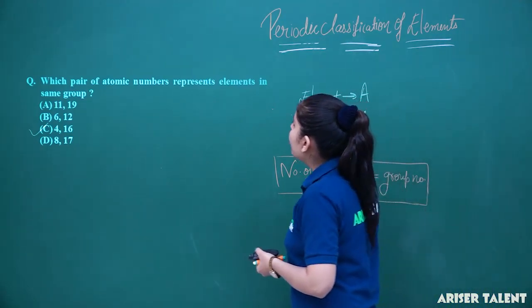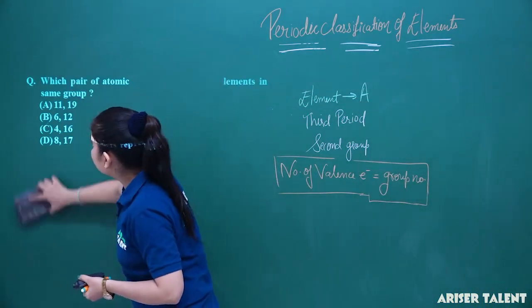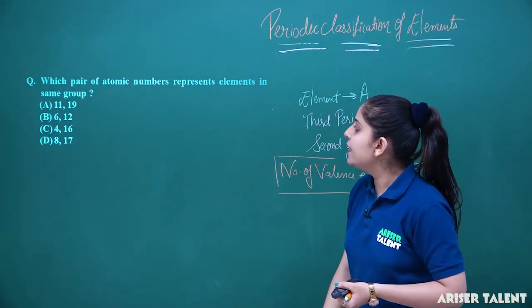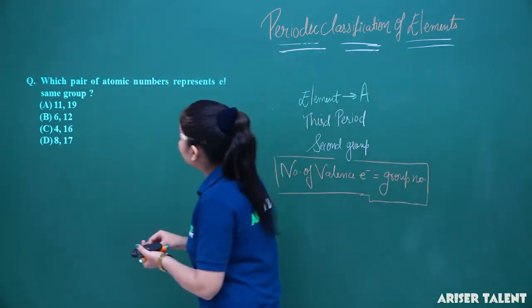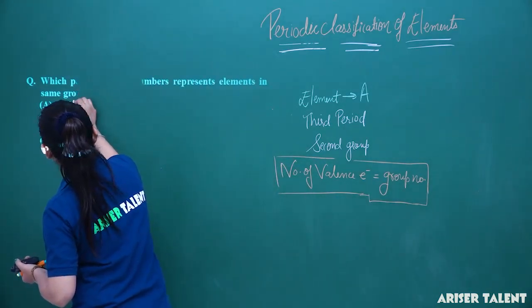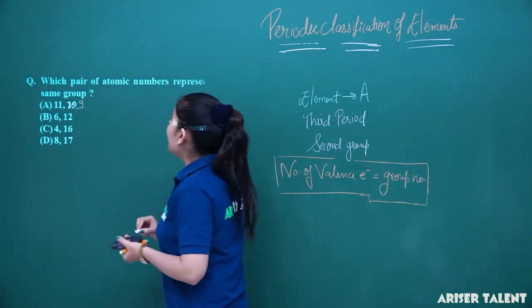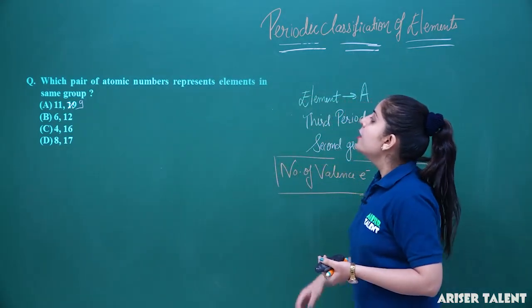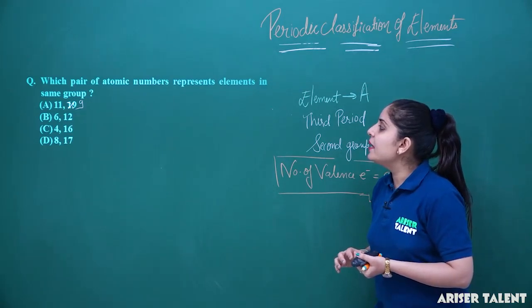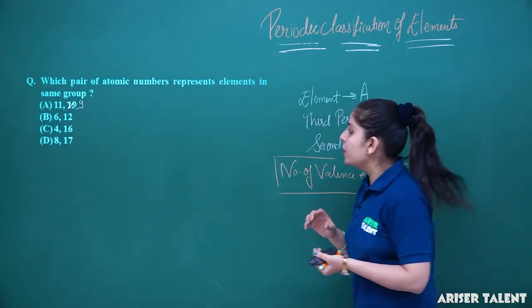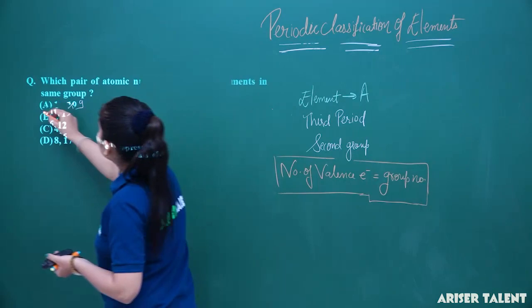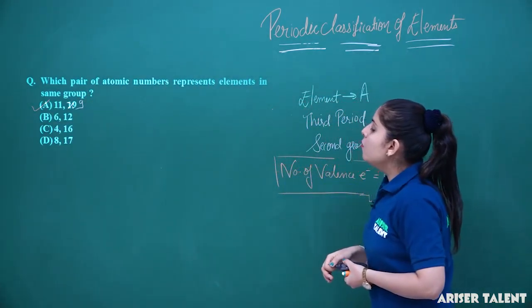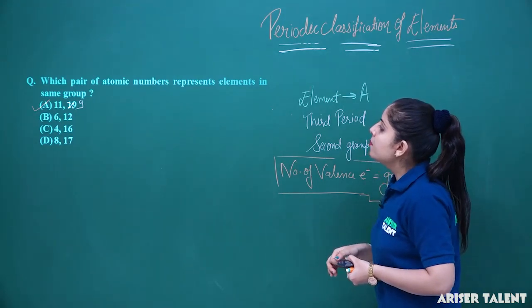Which pair of atomic numbers represents the elements in the same group? So what we have been given here is 11 and 19. So we do not have a 19 group here, it must be 9 here. So it may be group number 9. 11 and 9, 6 and 12, 4 and 16, 8 and 17. So the atomic numbers which are representing the same group will be 11 and 9 only. So the correct option here will be 11 and 9. Now let us move to the next question.